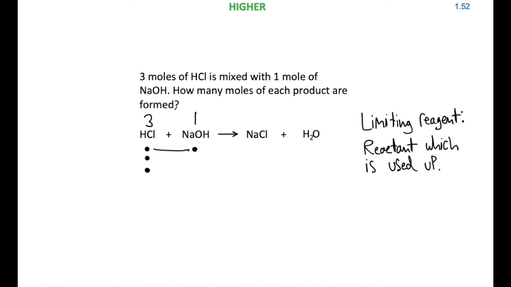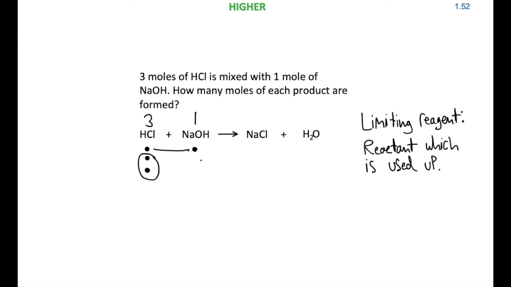But if this happens, all of the sodium hydroxide would be used up quite quickly. We only have 1 mole of sodium hydroxide compared to 3 moles of acid. So all the sodium hydroxide is used up and we would have 2 moles of acid left over, effectively, and have nothing to react with. Therefore, sodium hydroxide is the limiting reagent. And the amount of product formed is directly proportional to the amount of this limiting reagent.